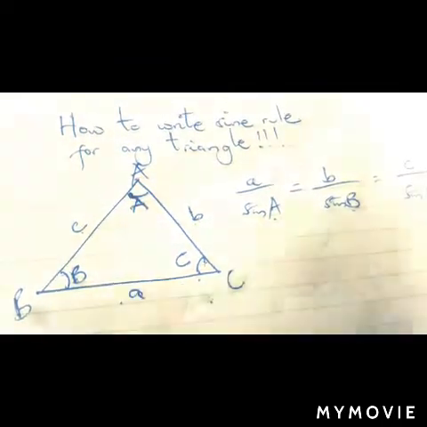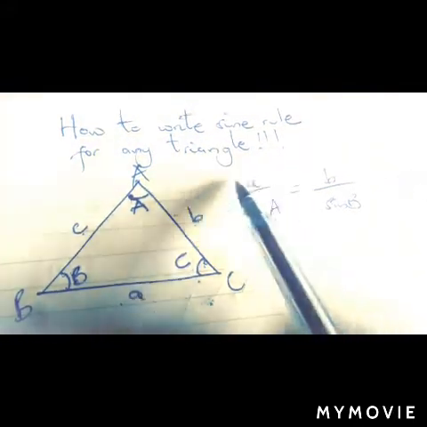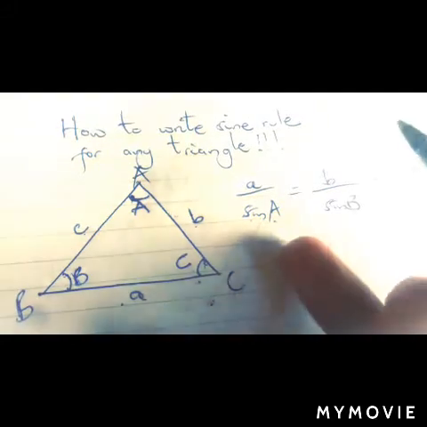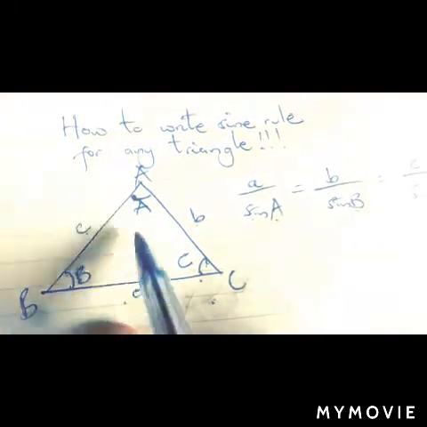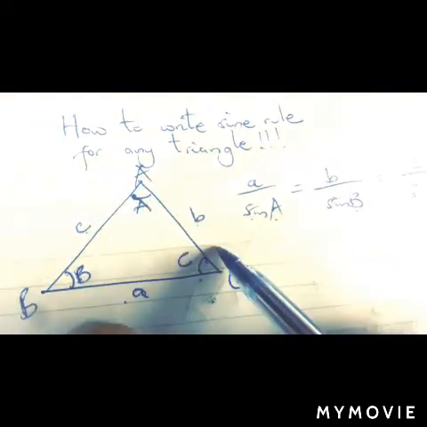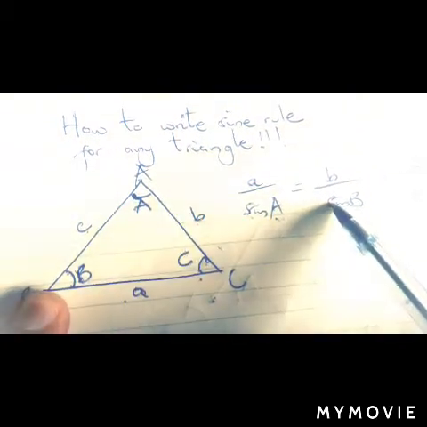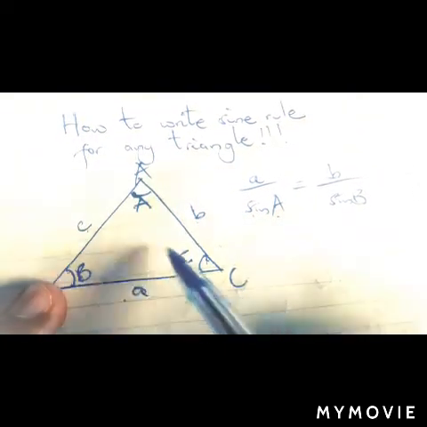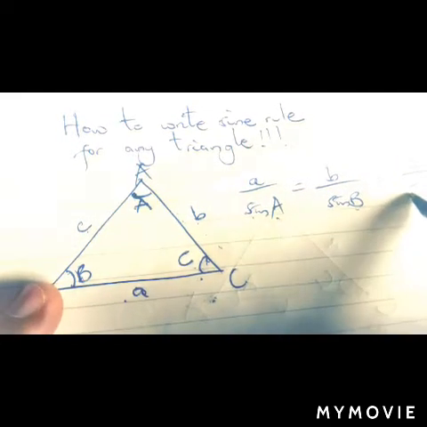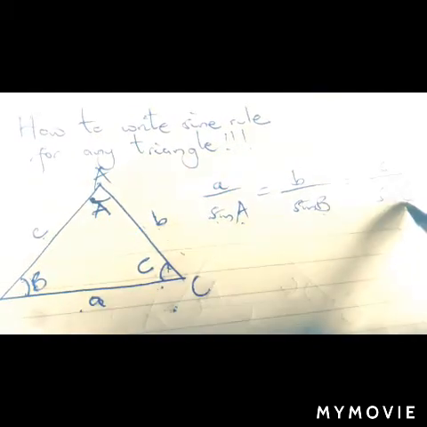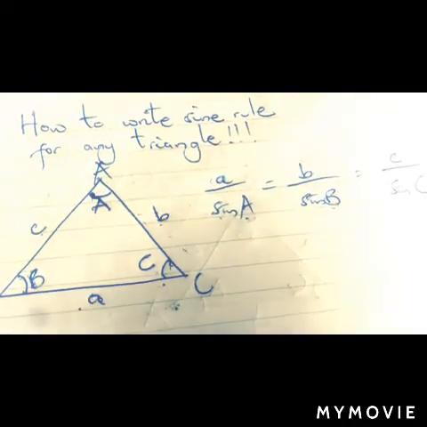So how would you write the sine rule for any other triangle? You need to notice that it's one side over the sine of the angle directly opposite to that side. Side a is directly opposite angle A, that's why it's a over sine A. Side b is directly opposite angle B, that's why it's b over sine B. Side c is directly opposite angle C, uppercase C, that's why it's lowercase c over sine of uppercase C. That's a simple way you can master, and you'll never misfire in any sine rule for any triangle.